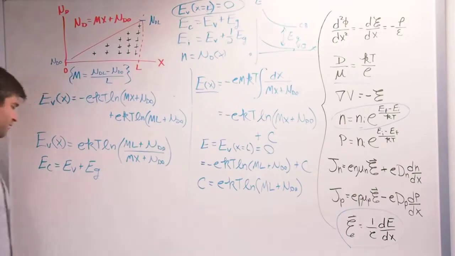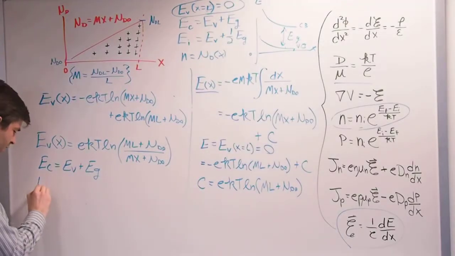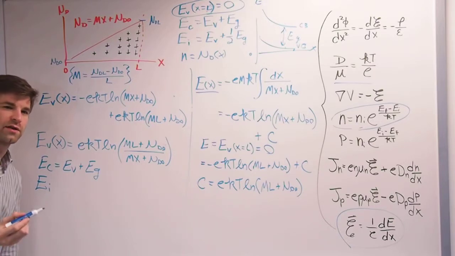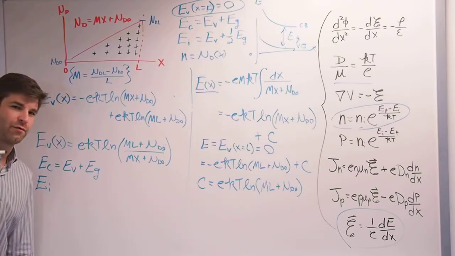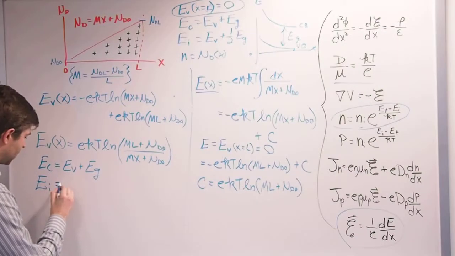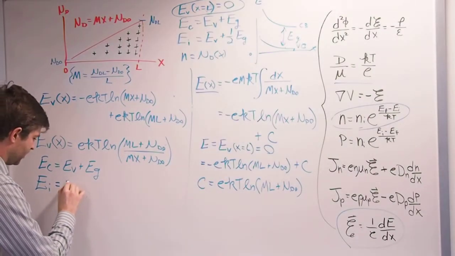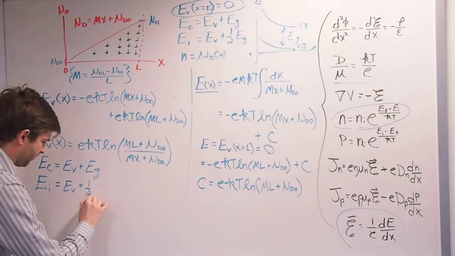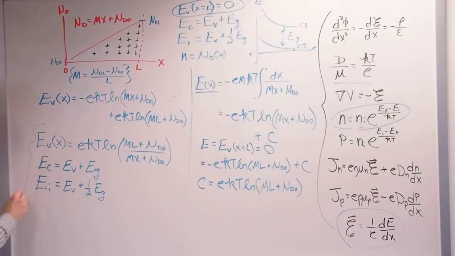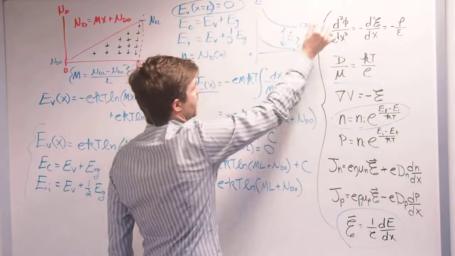All right. What is E_i? We're assuming the approximation where our intrinsic energy level is approximately halfway up the band gap from the valence band. That's something we derived last time. So E_i is E_V plus one half E_G. Okay, so we have our energy levels, and they do indeed follow this relationship.